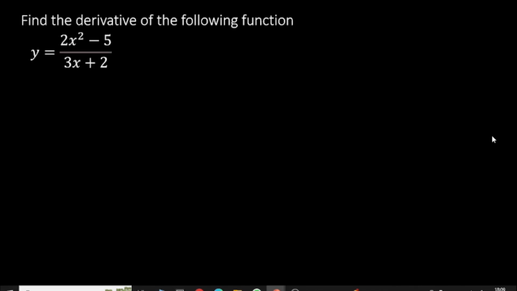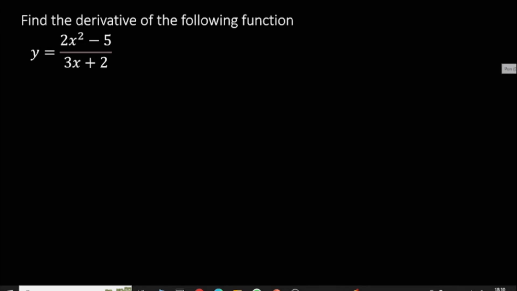We are given a function y equals 2x squared minus 5 divided by 3x plus 2, and you're told to find the derivative of this function. So to do this, we need to apply the quotient rule. I'm going to write the quotient rule here, then you can learn how to identify the u, the v, and how to substitute them in the quotient rule function.